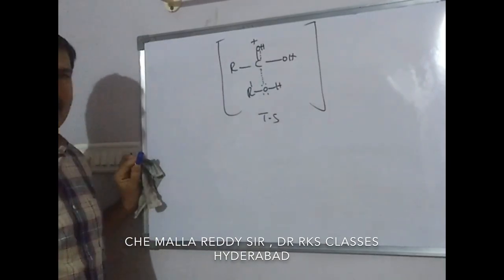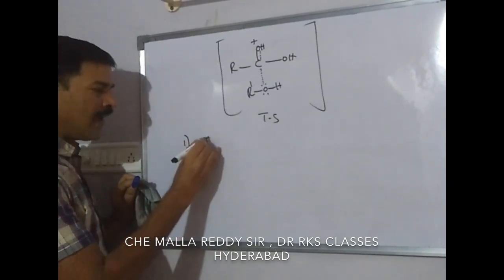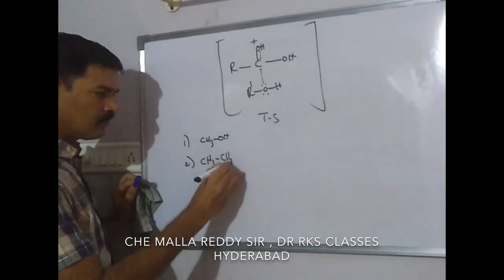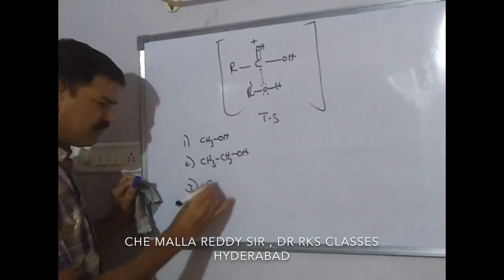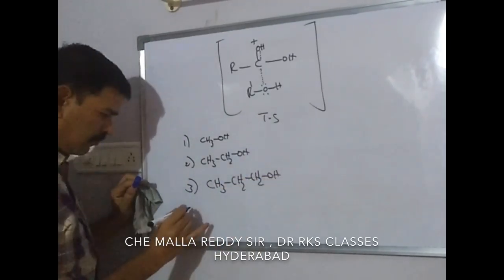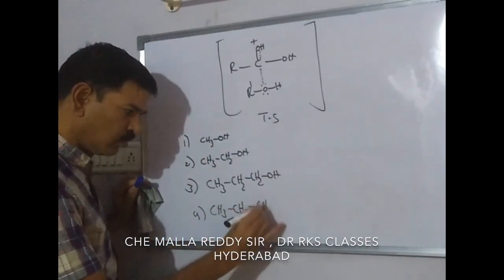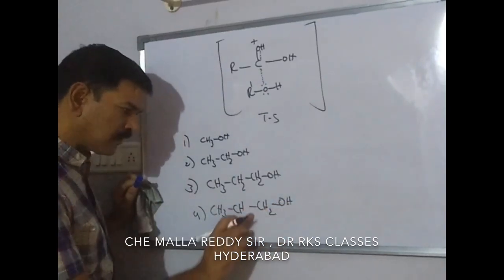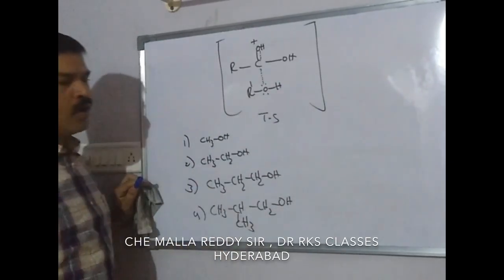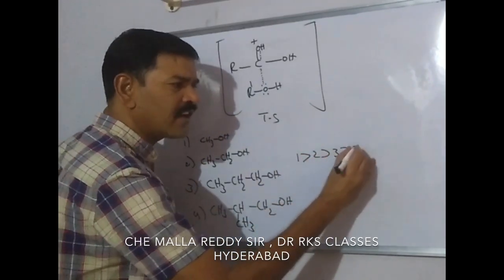Here, reactivity of alcohols towards esterification. First one, methyl alcohol, ethyl alcohol, propyl alcohol, like that. Next one, 2-methyl propanol, sorry, 2-methyl 1-propanol. So the reactivity order: 1 is greater than 2, 2 is greater than 3, 3 is greater than 4.